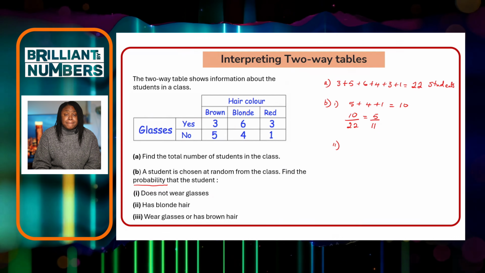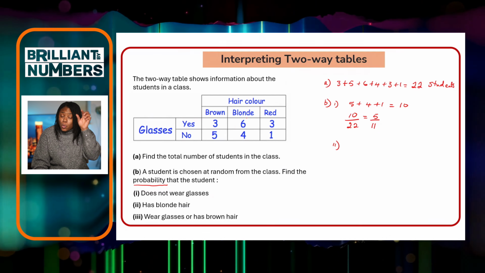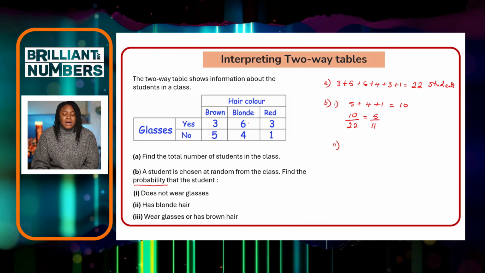So I go to my blonde column, I look for all the values that are under blonde, which is 6 and 4. So 6 plus 4 is 10. Again, as a probability, that's 10 out of 22. So simplified, just like the first question, also 5/11.